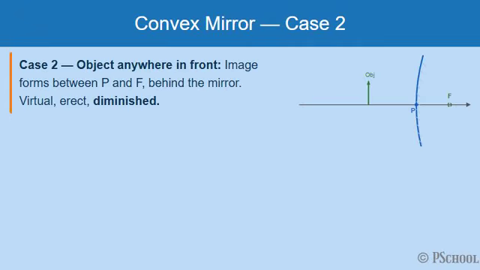Case 2. Object anywhere between infinity and the pole. The object is in front of the mirror. Ray 1 travels parallel to the axis. After reflection it diverges, appearing to come from F behind the mirror. Ray 2 travels from the object top to the pole and reflects at an equal angle on the other side of the axis. Extending both reflected rays backward, they meet between P and F, giving a virtual, erect, diminished image.